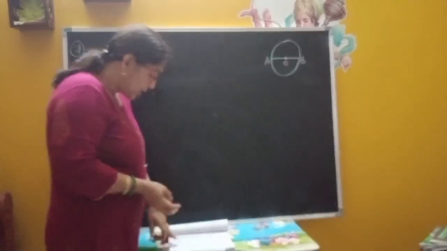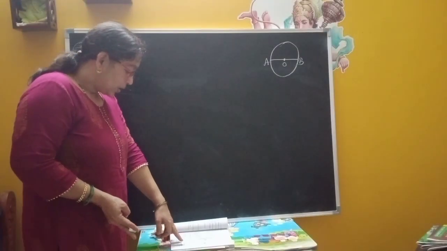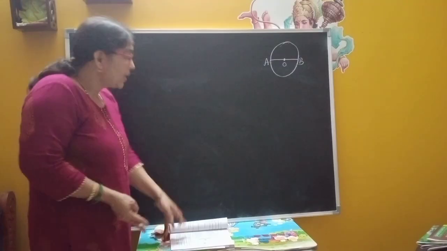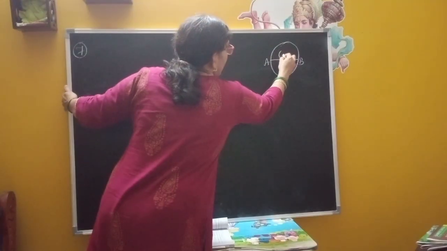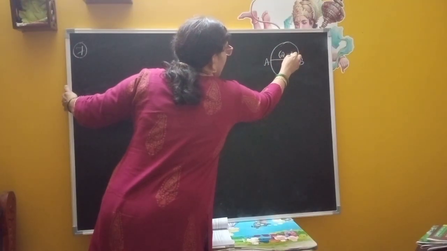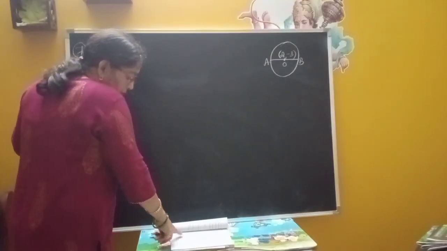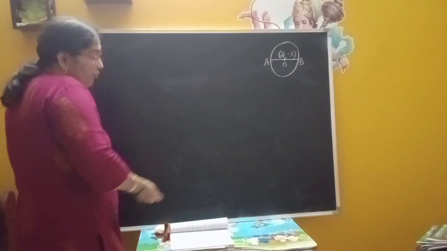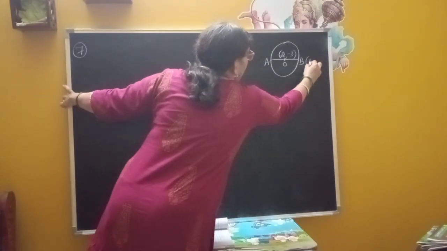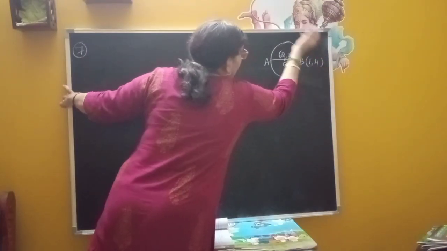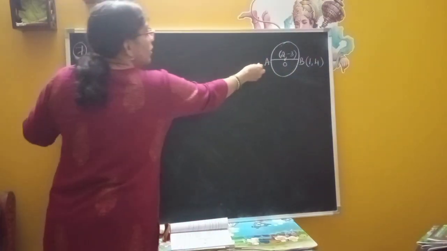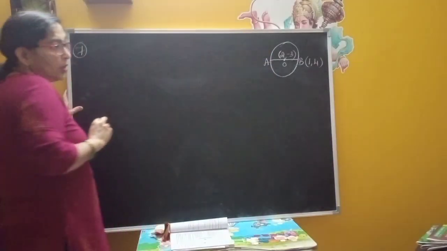Which points are given in the question? Here the center is (2, -3). So the coordinates of the point O are (2, -3). And another point is given, which is (1, 4), the other end point. The point B is (1, 4). We need to find the coordinates of A.